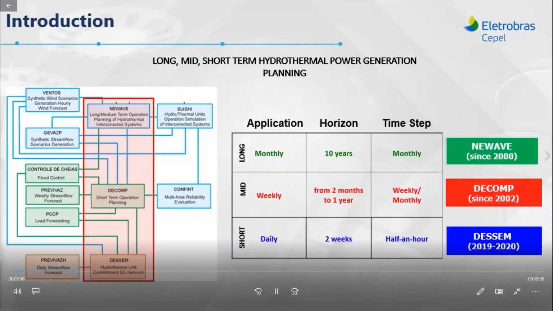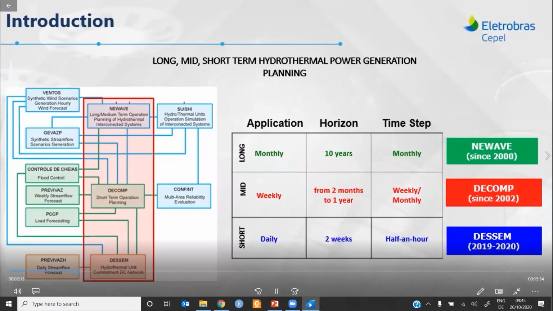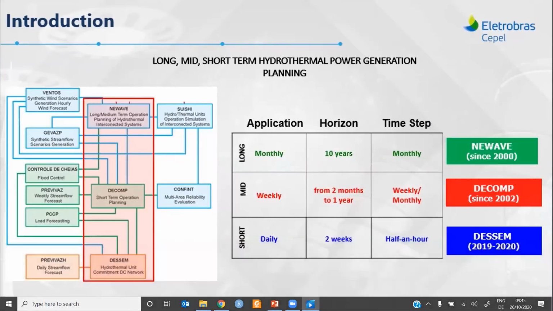So these models are developed by Sapel to guide the operation planning of the Brazilian power generation, considering the long, the medium, and the short time horizons. Here are the three main programs of the planning operation: New Wave, the Comp, and the SAM. New Wave is used in long-term planning, the Comp in the mid-term planning, and the SAM in the short-term planning.